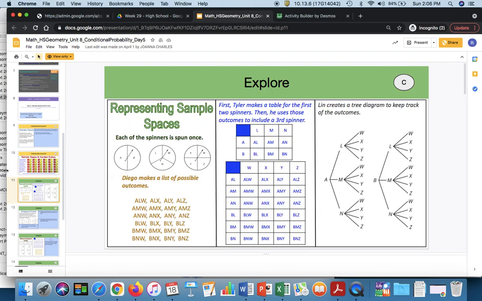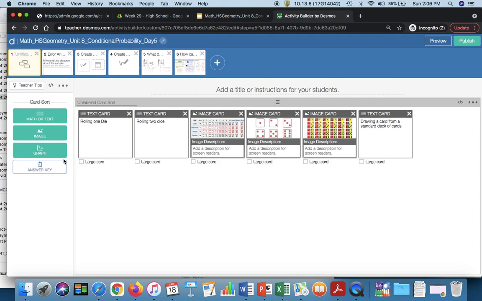And we'll be using slide 11 for an idea of how to identify a sample space without creating graphics, tree diagrams, or these tedious tasks of representing every possible outcome and listing them out, which is very time consuming. So here is my activity builder in Desmos.